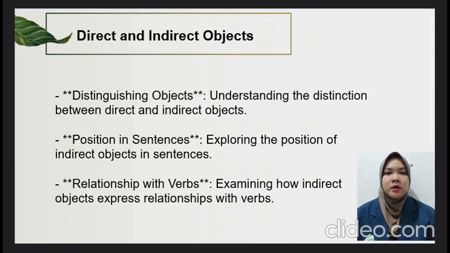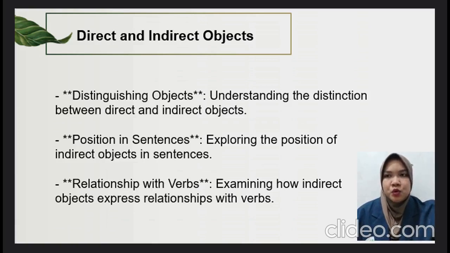Direct and indirect objects. Number 1. Distinguishing objects. Understanding the distinction between direct and indirect objects. Example, in the sentence, "she gave him a book," a book is the direct object because it receives the action of giving directly. Him is the indirect object as it indicates to whom the book is given.